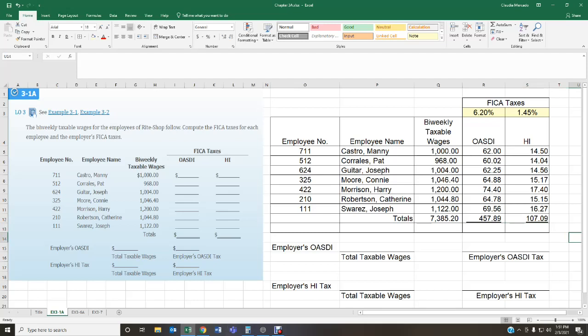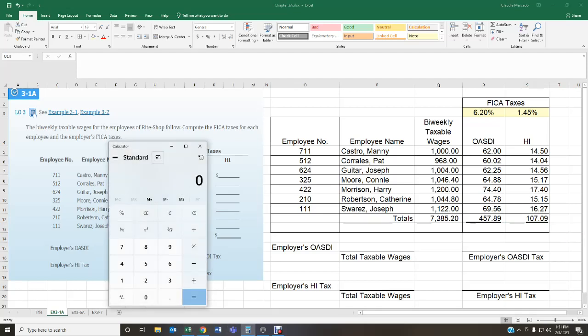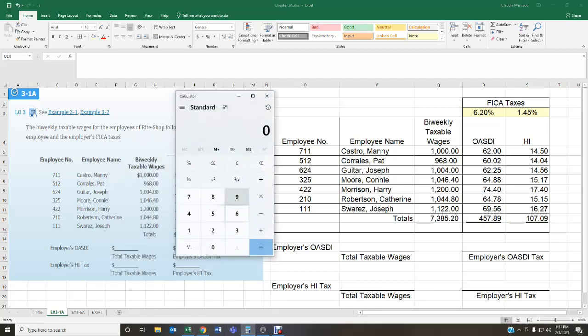Now if you feel more comfortable using the calculator, it's fine with me. It's just a matter of preference. Just remember, it's going to be your taxable wages times 6.2%, and that will give you the $62, or it'll be the $1,000 times 1.45%, and that will give you the $14.50. Either way it works.